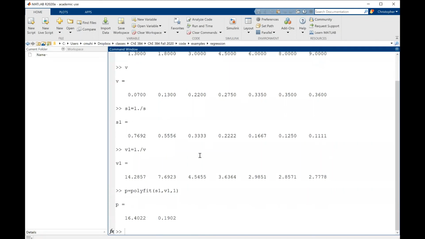When I hit enter, I get my 2 values for p, which will tell me the values for my fit to this curve. Okay, so now that we have my fit values, let's go back to PowerPoint, and we can see how we can change this slope and intercept into something that's more directly understandable.